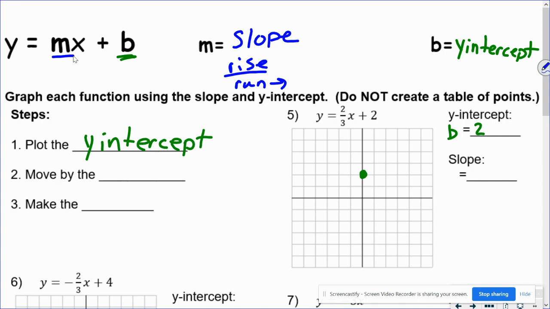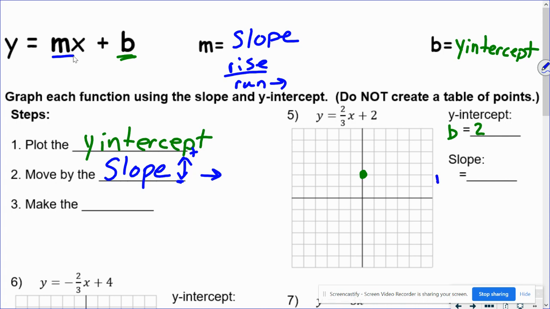Second step, move by the slope. Whatever your slope tells you is how you move, whether it's up or down, and always run to the right. When do we go down? How do I know to go down? Because it's negative. If it's negative, you go down. If it's positive, you go up.